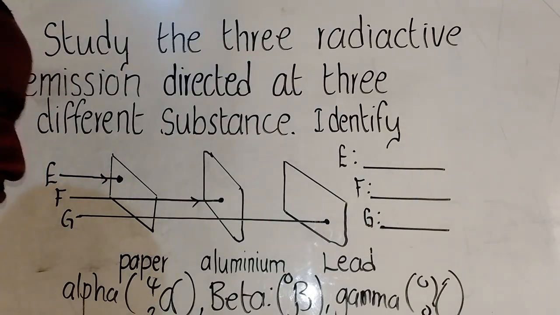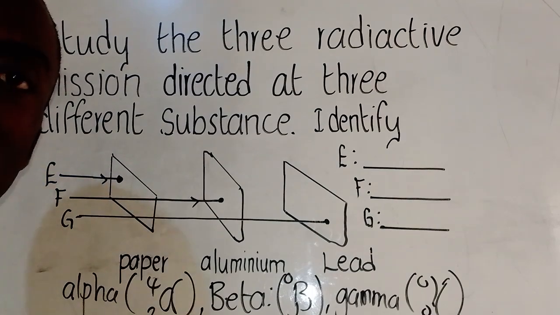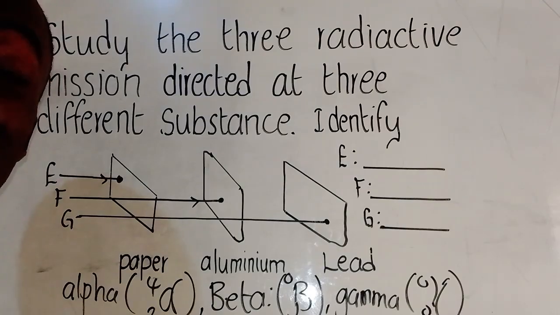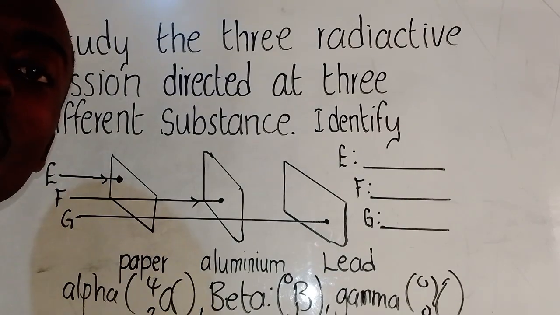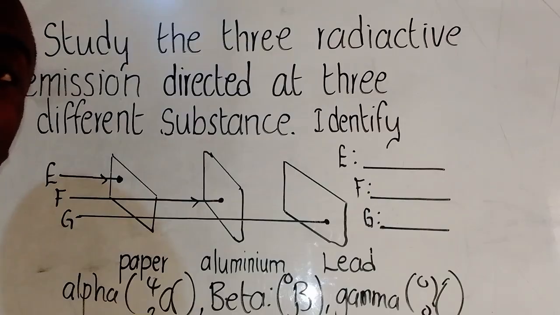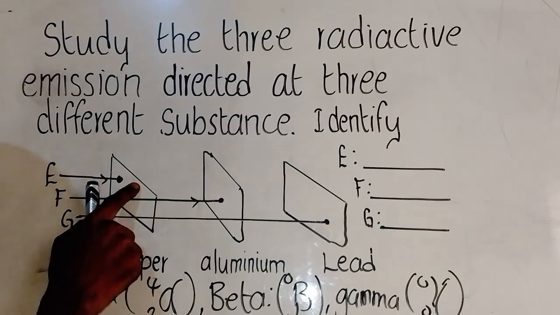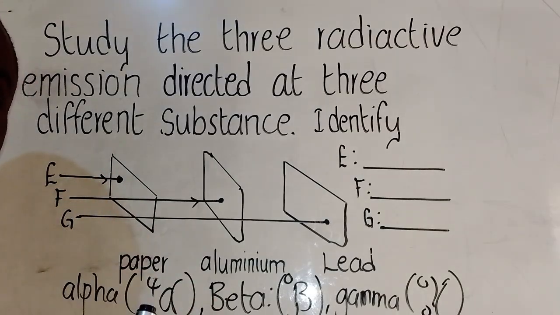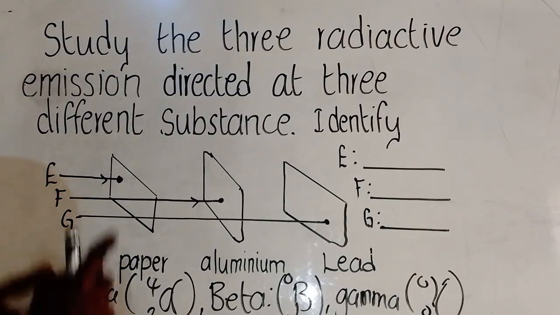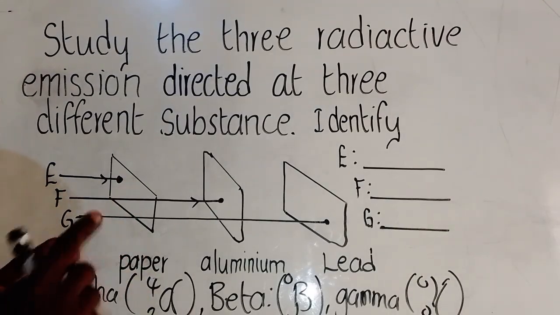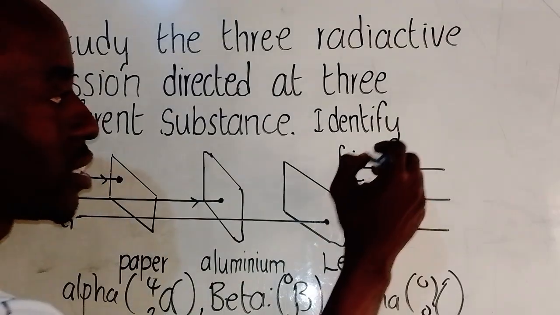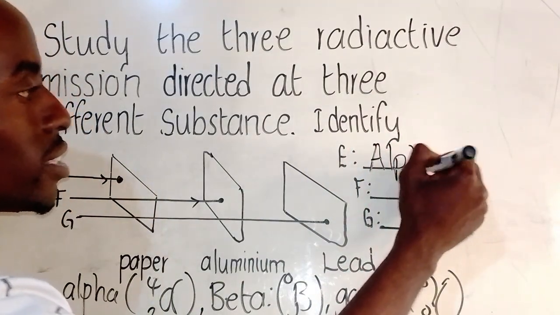Now, what exactly are these three radioactive emissions? When you talk about the alpha, these are helium nuclei. Don't say atom, don't say molecule, but nucleus. These are helium nuclei, meaning they are only positively charged, and they are heavy. Once they interact with the paper, they ionize the atoms within the paper, and hence they lose their kinetic energy. That is why alpha cannot penetrate through the paper, meaning that E here is the alpha.